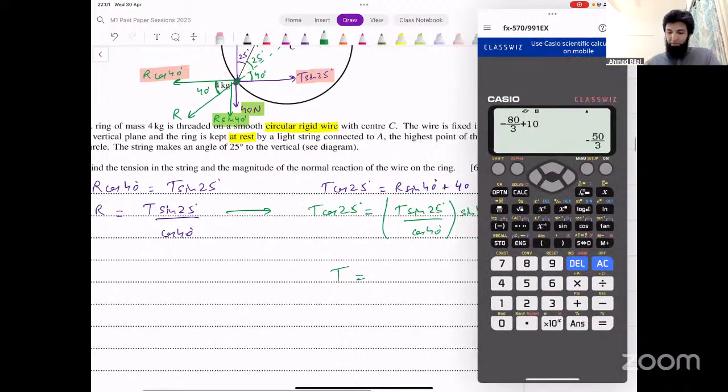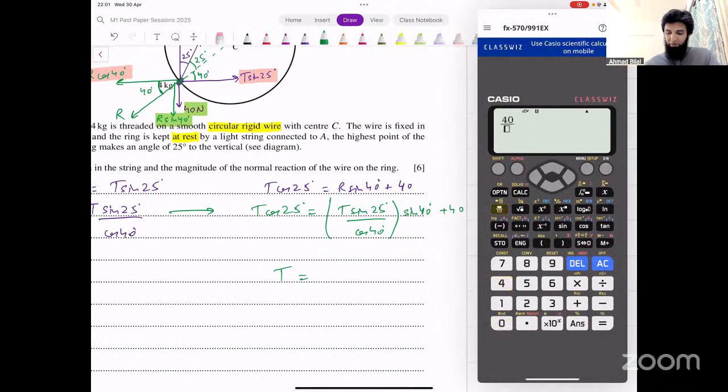It will be something like this, right? 40 divided by, the calculator needs to be in degrees mode, cos 25 minus sine 25 divided by cos 40 into sine 40.